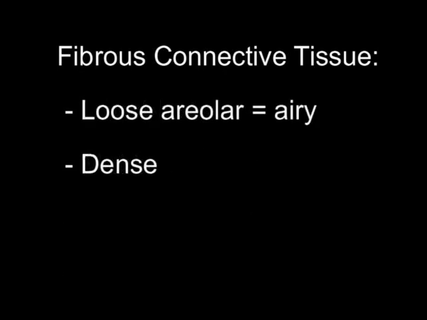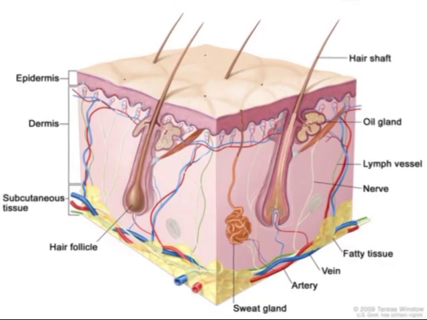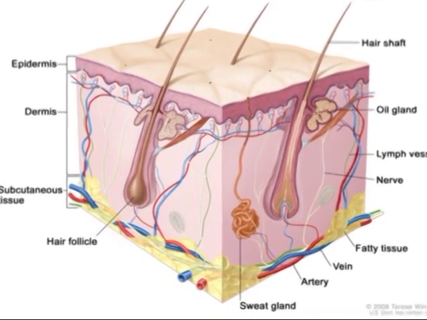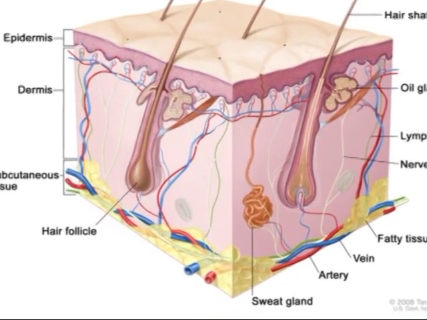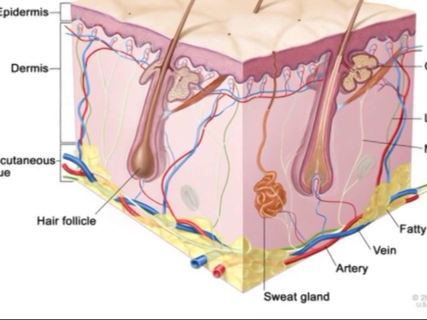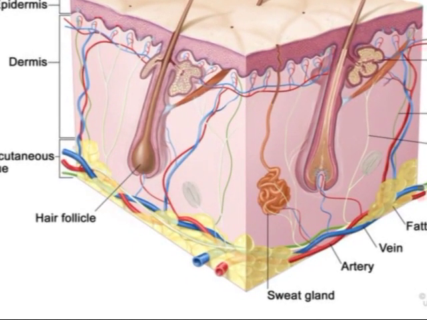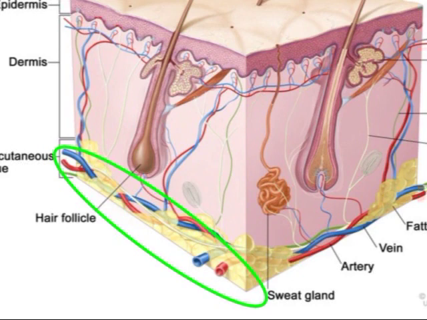The types of fibrous connective tissue are recognized by the arrangement of their fibers. These types include loose areolar fibrous connective tissue and dense fibrous connective tissue. The word areolar means airy. Loose areolar fibrous connective tissue has an open, irregular arrangement of its fibers. Loose areolar fibrous connective tissue is found widely throughout the body. An example is the superficial fascia or the subcutaneous layer.